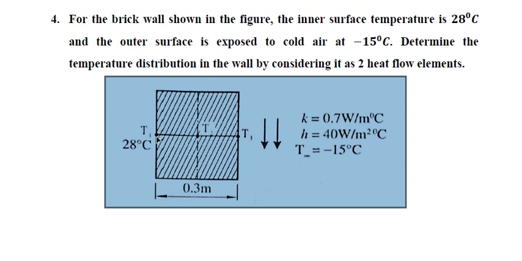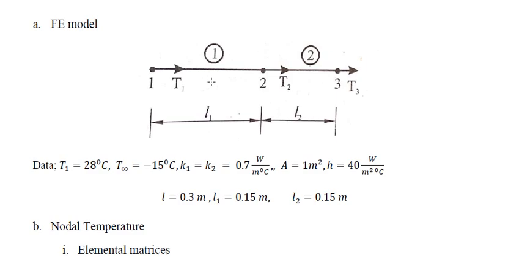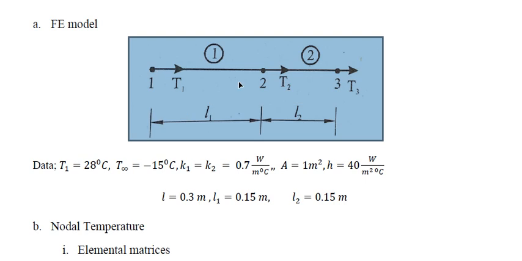Now since there are 2 elements, node 1, node 2, node 3 will be there. T1 is given as 28 degrees centigrade, the specified temperature boundary condition. We have to find out T2 and T3. T infinity is given. The right end is subjected to free end convection. This is the problem. The FE model is given like this: node 1, node 2, node 3 with 2 elements. T1 is given, we have to find out T2, T3.